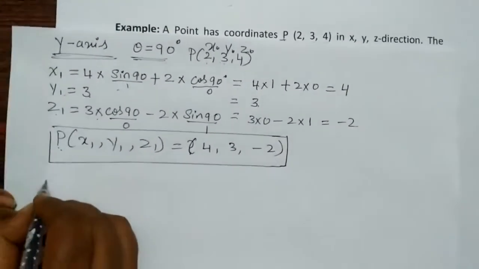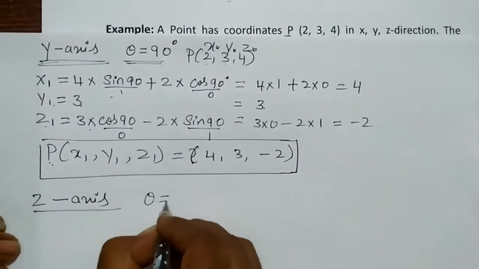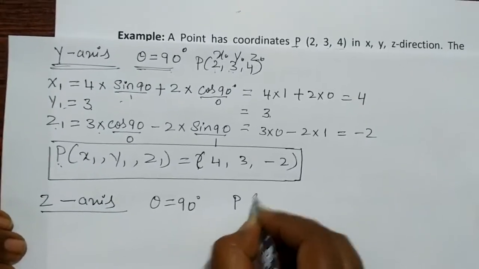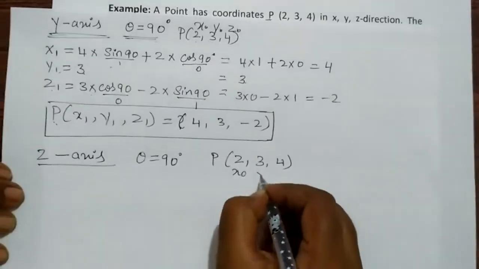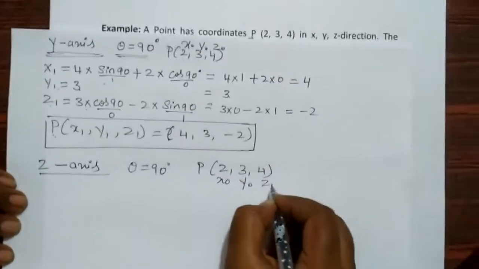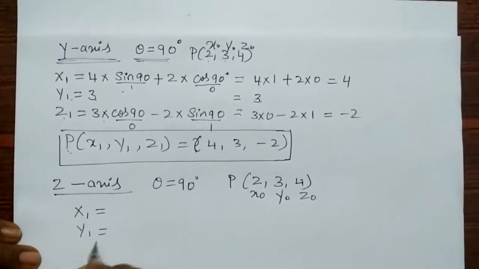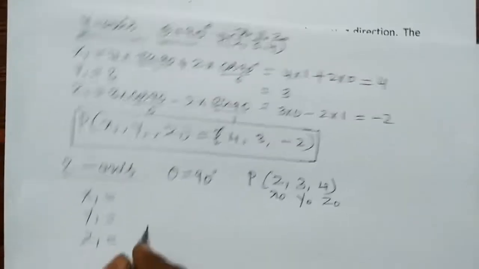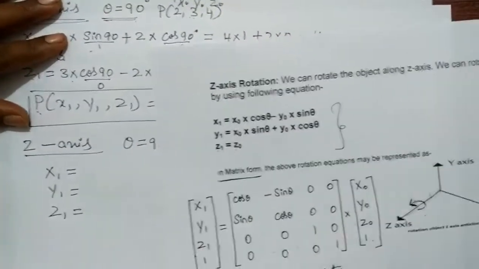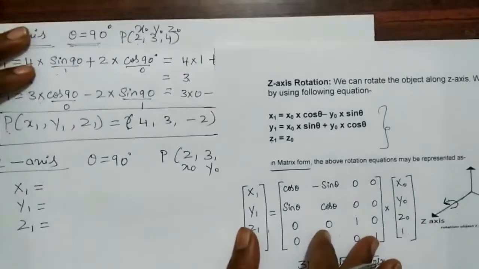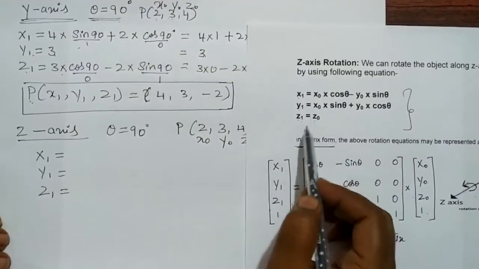Similarly, we need to find the rotation along the z-axis using an angle theta of 90 degrees, with the point P before rotation as 2, 3, 4. 2 is x0, 3 is y0 and 4 is z0. After rotation, we need to find the new values x1, y1 and z1. So how do we find these new values? Previously we have discussed the equation as well as the matrix form, but in this example, we will use only the equation. x1, y1 and z1 will be like this.